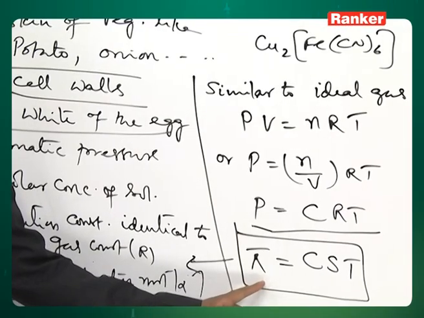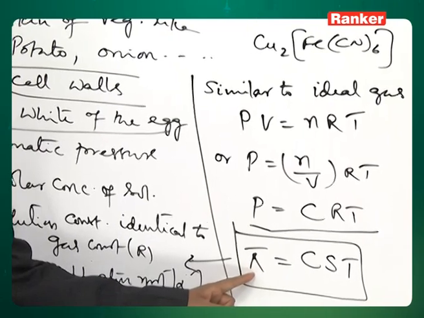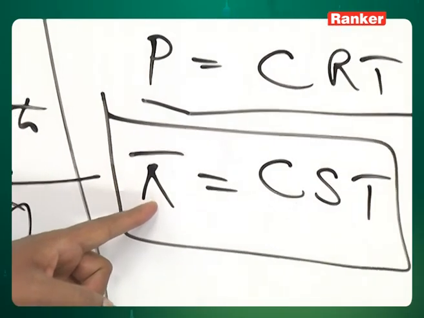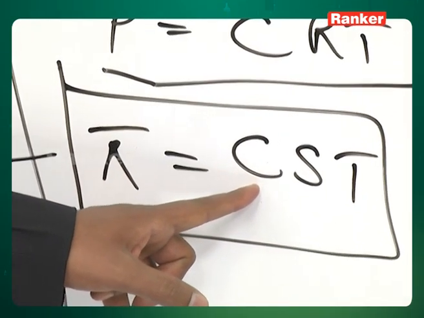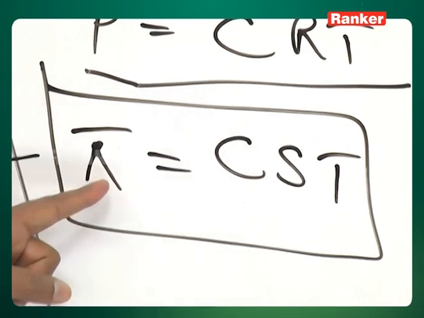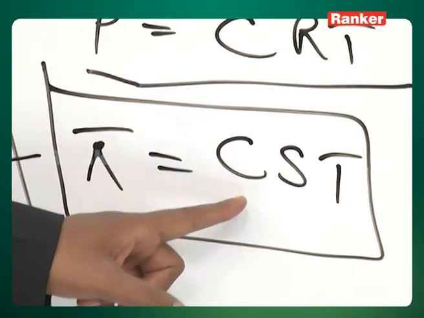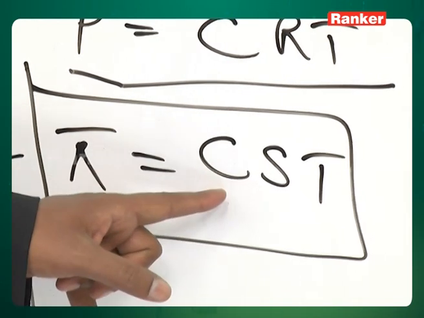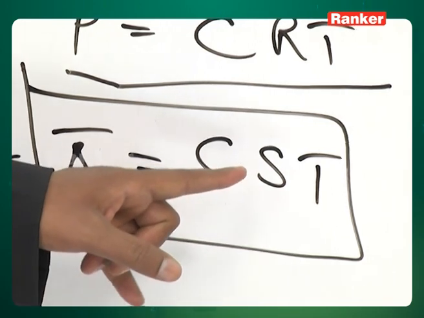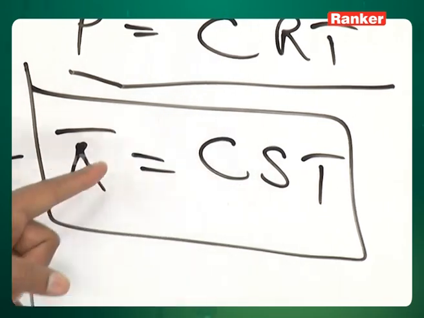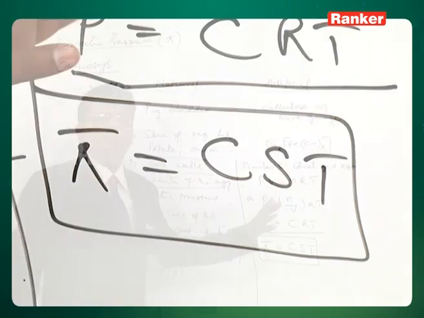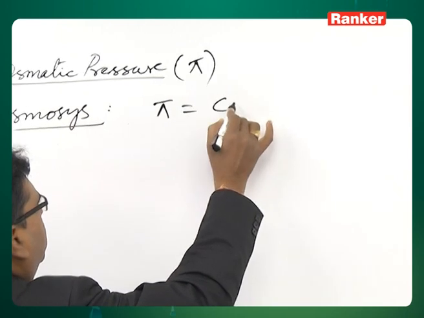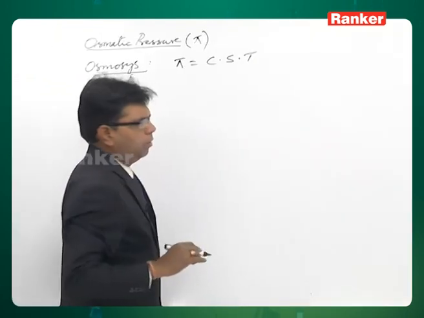So, from this equation it is very clear that the osmotic pressure of a solution is dependent on the molar concentration of that solution. That means osmotic pressure is a property dependent on the concentration of the solution. That is the reason this is again a colligative property. So, the osmotic pressure pi equals CST, right.